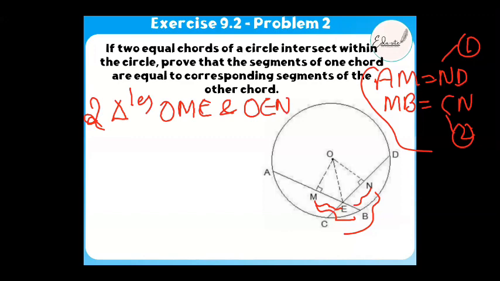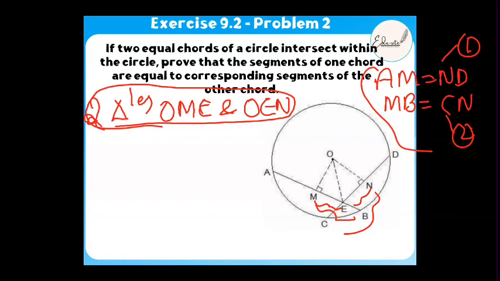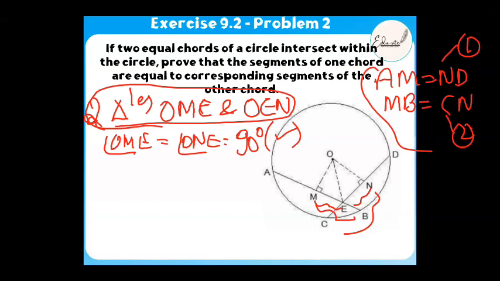Yes, Laiba. Then how can we prove the congruency? Please tell me, how will you prove the congruency in these two triangles? Is angle OME equal to angle ONE? Yes. Angle OME is equal to angle ONE, which is equal to what, beta? 90 degree, right? 90 degree. One is done. What is the next thing, beta? Is it not OE is common? Yes, very good. OE is common.